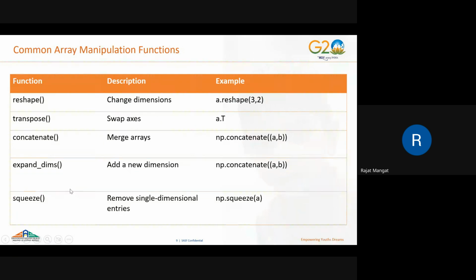Expand dimensions adds a new dimension. If you want to increase more rows or more columns, you can use np.expand_dims. Sorry, it got repeated, this function is expand dimensions. It's a typing mistake here. Squeeze removes single dimensional entries, basically having only one row or one column. And the data that you don't want in your rows and columns, it will clean those single dimensional entries.